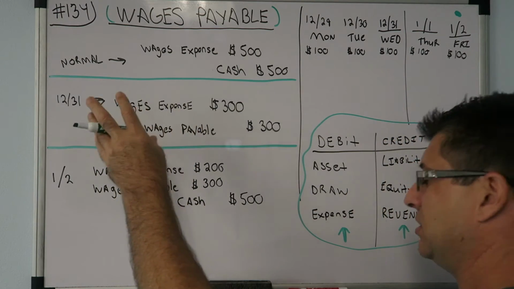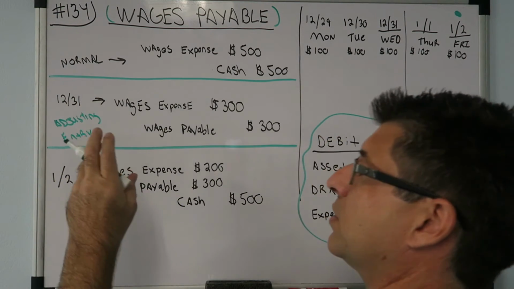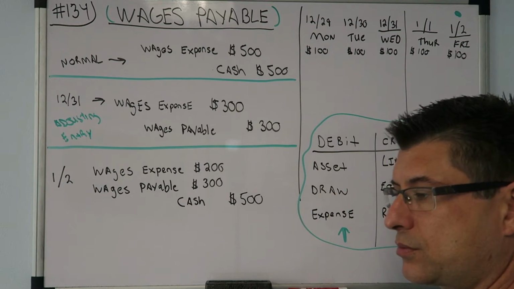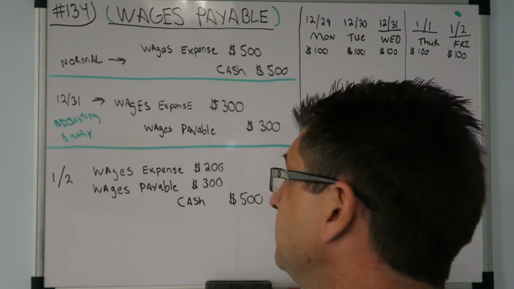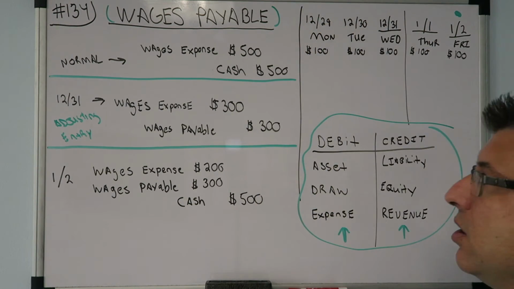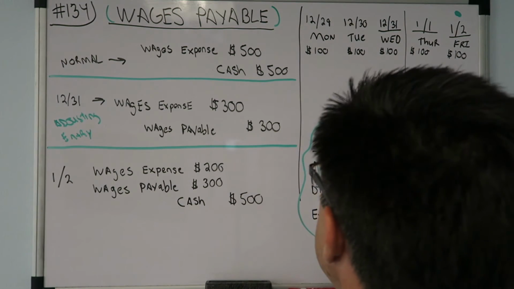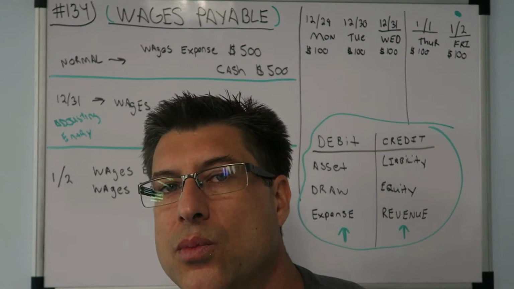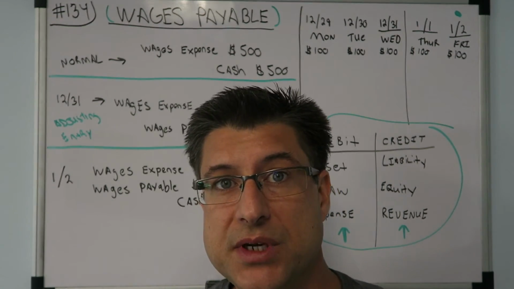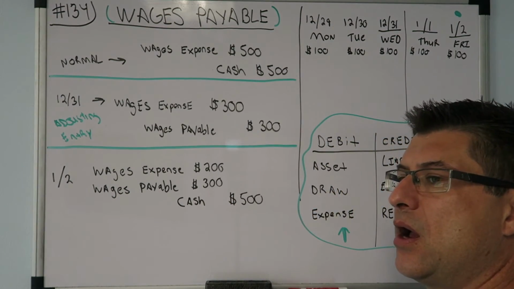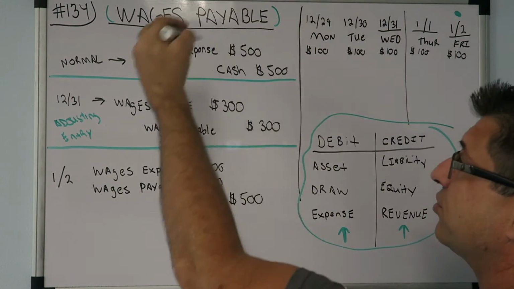So this is going to be an adjusting entry here. We've got to adjust to make an accurate representation of the business at this certain date. Monday, Tuesday, and Wednesday, our employees worked. We didn't pay them yet because it's not payday. But they did work, so there is going to be a wages expense for those 3 days. So the wages expense is going to be, for 3 days, $300.